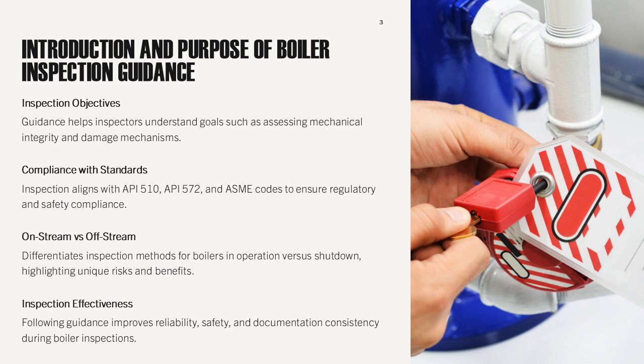This presentation provides structured guidance for inspectors responsible for evaluating the mechanical integrity of boilers during both on-stream and off-stream conditions. Boilers are critical pressure-retaining equipment, and their failure can result in severe safety, environmental, and operational consequences. The purpose of this guidance is to align inspection activities with internationally recognized standards, specifically API 510 for pressure vessel inspection, API 572 for inspection practices, and applicable sections of the ASME Boiler and Pressure Vessel Code.